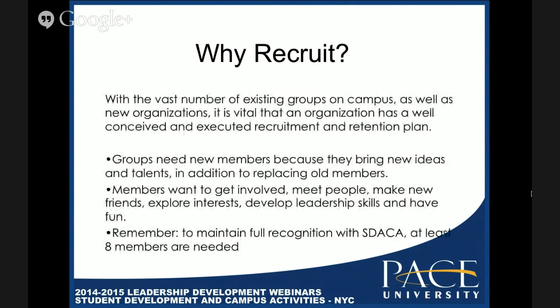So why recruit? With the vast number of existing groups on campus, as well as new organizations, it is vital that an organization has a well-conceived and executed recruitment and retention plan. Groups need new members because they bring new ideas and talents, in addition to replacing old members. Members want to get involved, meet people, make new friends, explore interests, develop leadership skills, and of course have fun. Remember, to maintain full recognition with SEDACA, at least 8 members are needed.